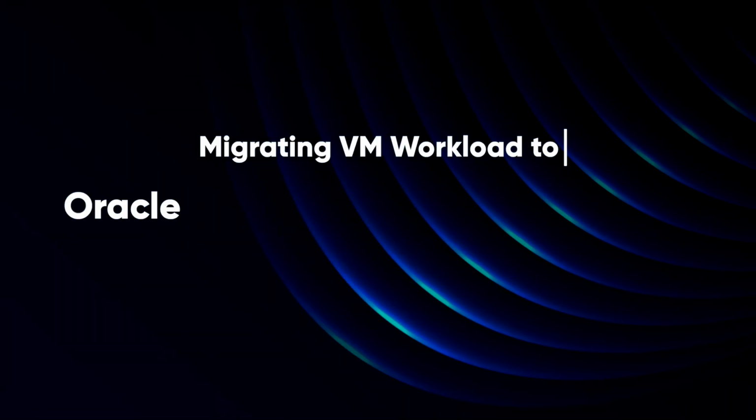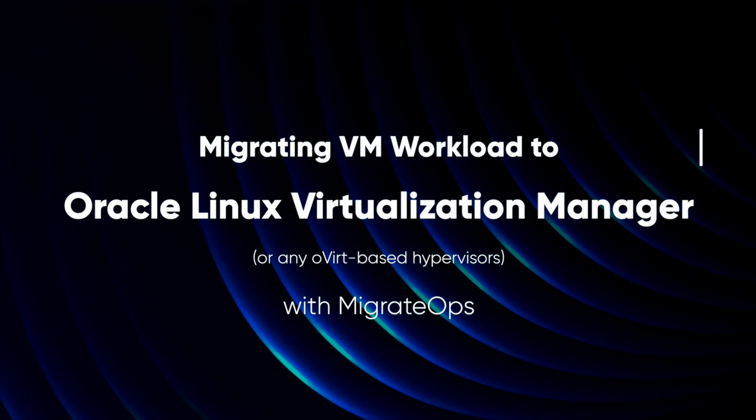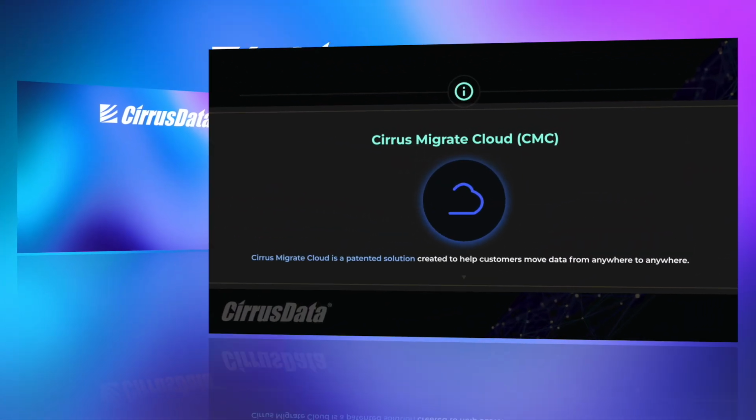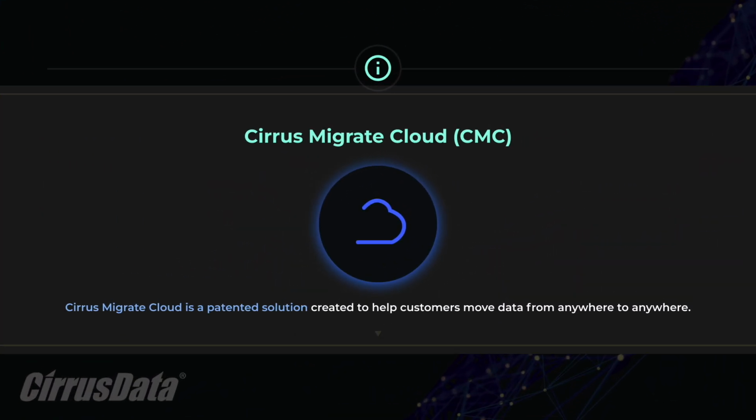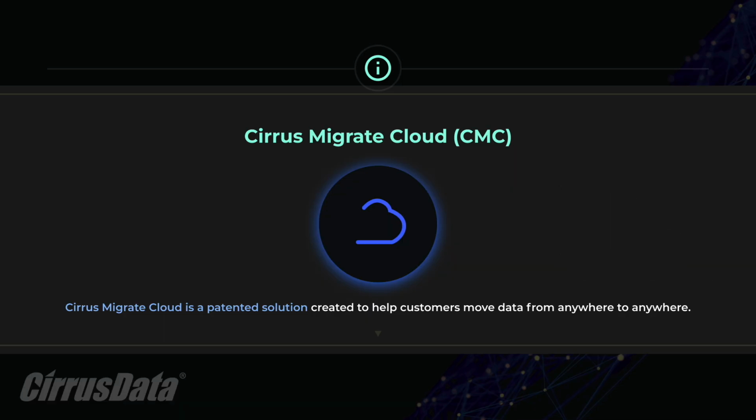Today, let's talk about how to migrate your host and workload to OLVM or any oVirt-based hypervisors using Cirrus Migrate Cloud. If you don't already know, Cirrus Migrate Cloud is a patented solution created to help customers move data from anywhere to anywhere with intelligently minimized workload disruption.